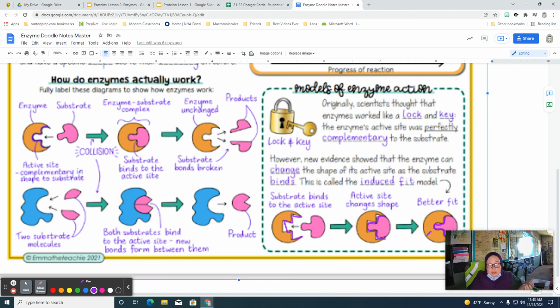And then it will do the same thing as regular enzyme work. It will break down the bonds, and in this case, it would produce two new products.